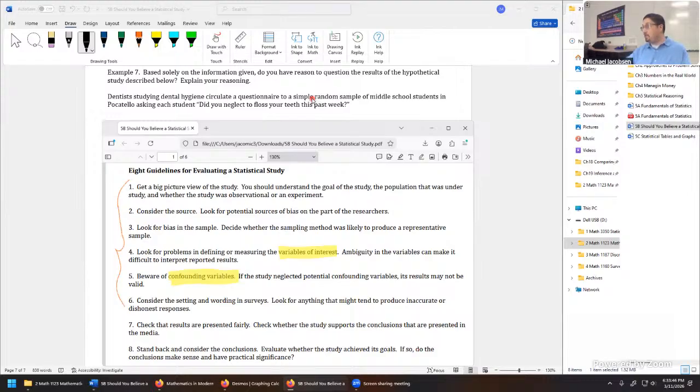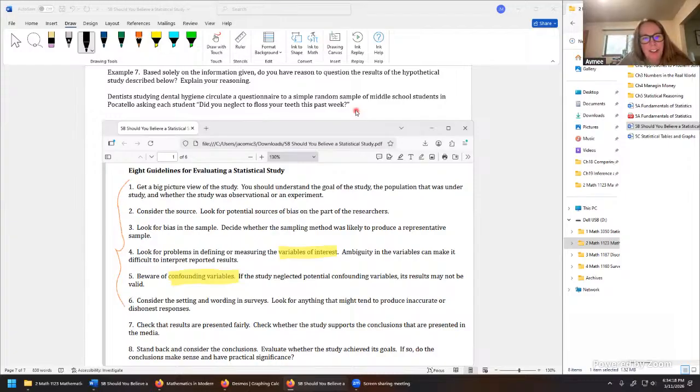We have a random sample, but of just middle school students, that has narrowed our population to dental hygiene amongst middle schoolers in Pocatello only. So even if our population was meant to be broad, of all adults perhaps, it's been narrowed by the random sample they took. And they wrote out this survey question: did you neglect to floss your teeth this past week? Will anyone see any problems with this study?